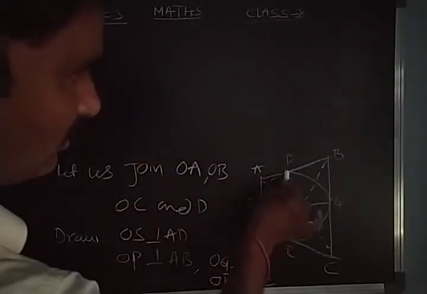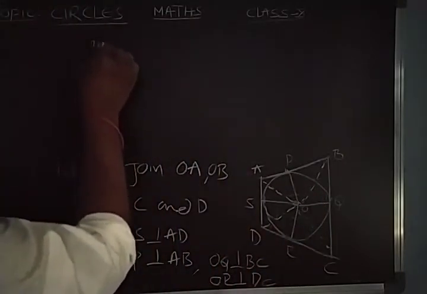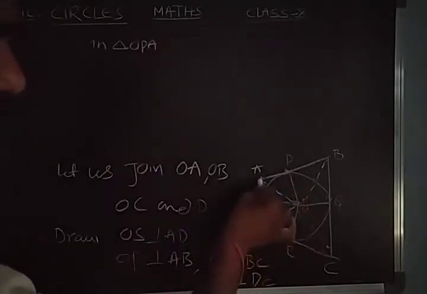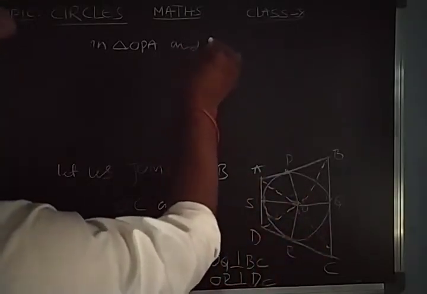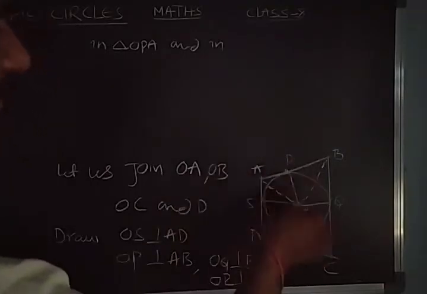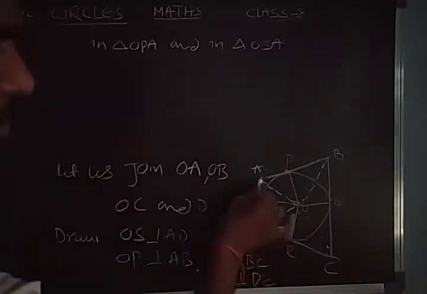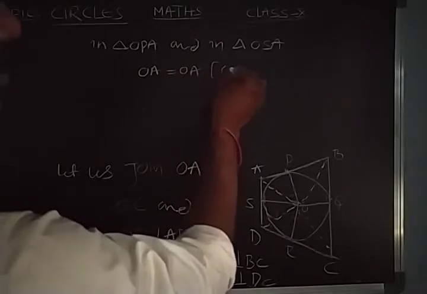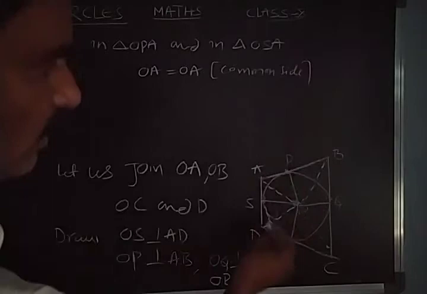Now I will show this triangle OPA. I am going to show these two triangles are congruent, right? In triangle OPA and in triangle OSA, OA is the common side. OA equal to OA, common side for these two triangles.